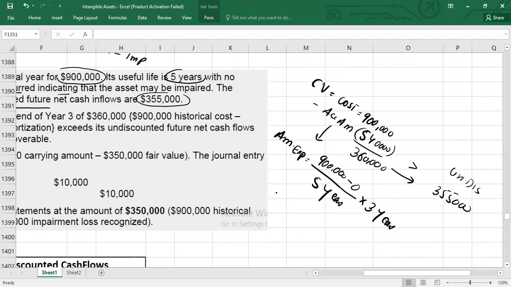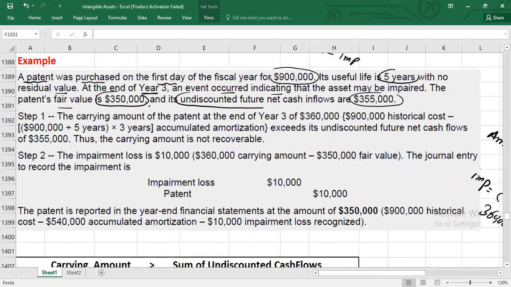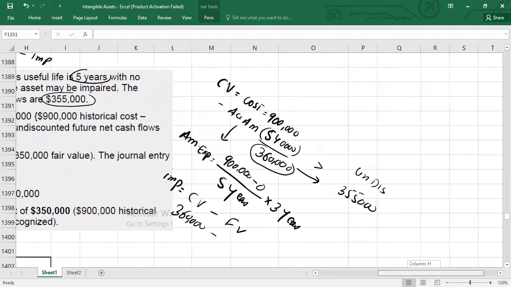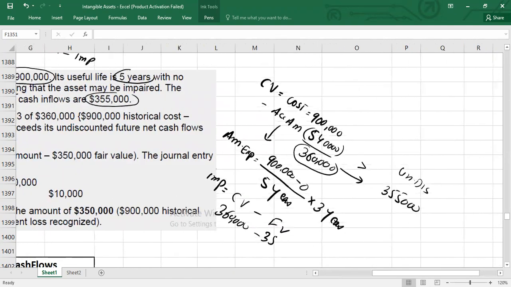So now how will you quantify the impairment? You can calculate the impairment loss, which is equal to carrying value minus fair value. The carrying value is 360,000, which you have calculated here, minus fair value. You can just check from the question what the fair value is. The fair value in the question is 350,000, so the difference will be the impairment loss. It means the impairment loss is going to be 10,000. Okay, this is your impairment loss.